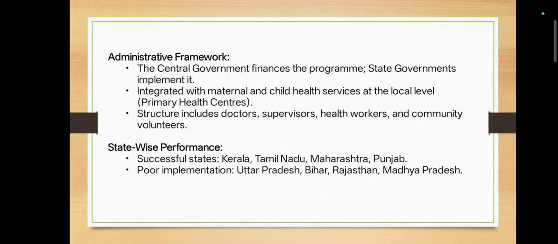State-wise performance. Performance varies across states. Kerala, Tamil Nadu, Maharashtra, and Punjab have shown great success due to strong health infrastructure and community acceptance. In contrast, states like UP, Bihar, Rajasthan, and MP have struggled due to socio cultural barriers, lack of resources, and low literacy rates. This comparison highlights how social determinants play a crucial role in the success of family planning programs.